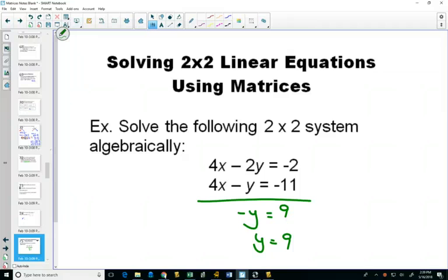Y equals 9? No, I subtracted. Oh yeah, y is equal to negative 9. There we go. Yeah, that's good. I was scared for a moment.